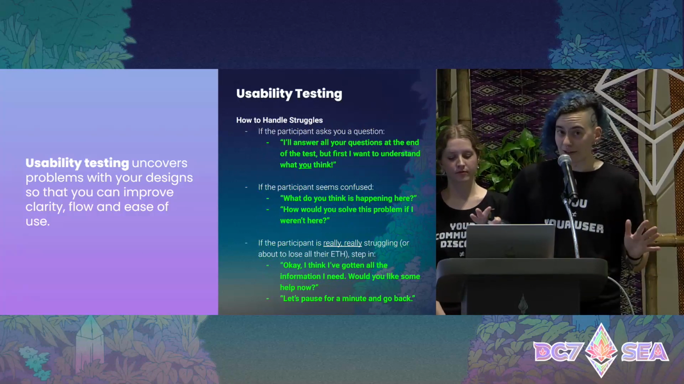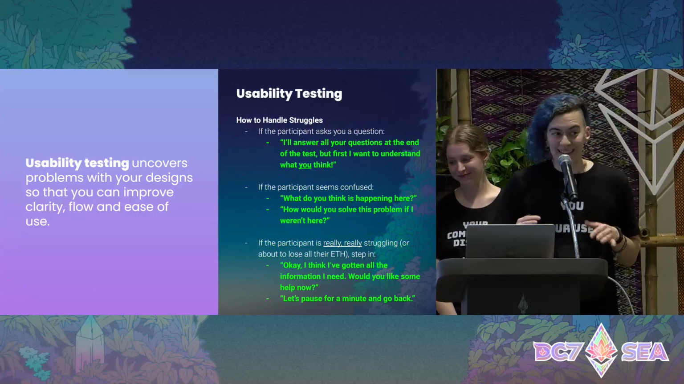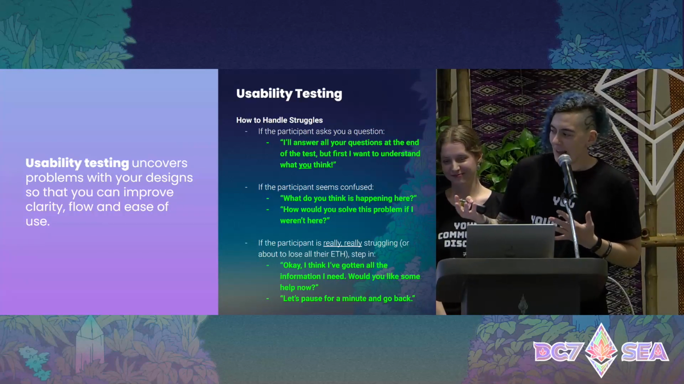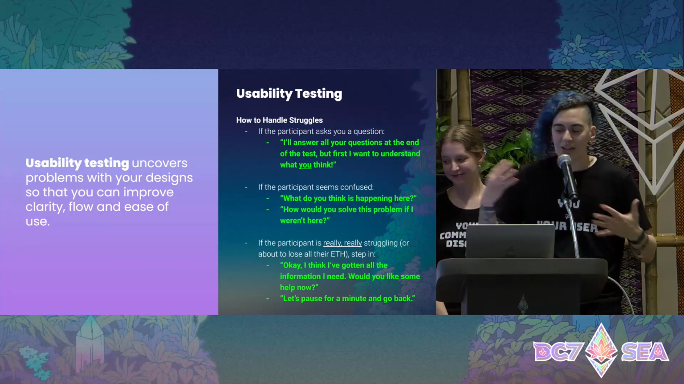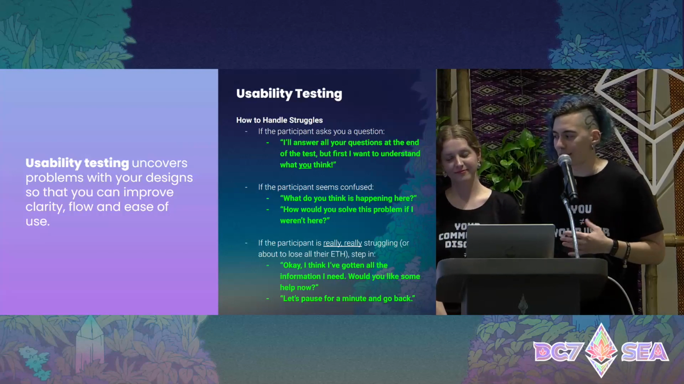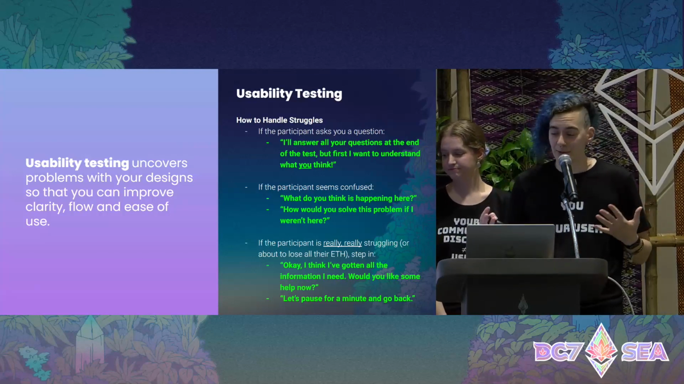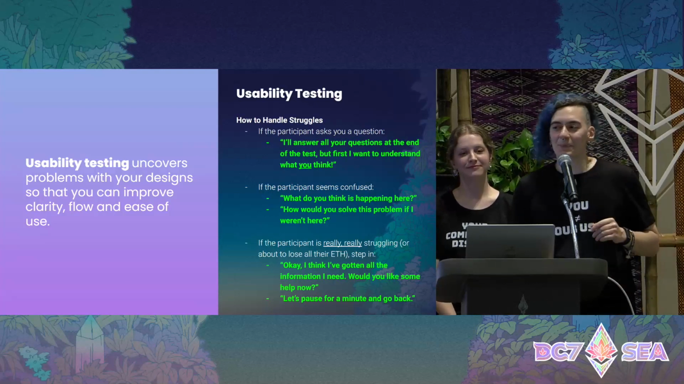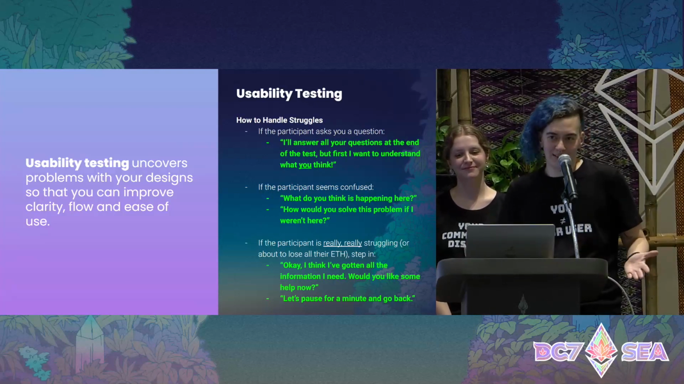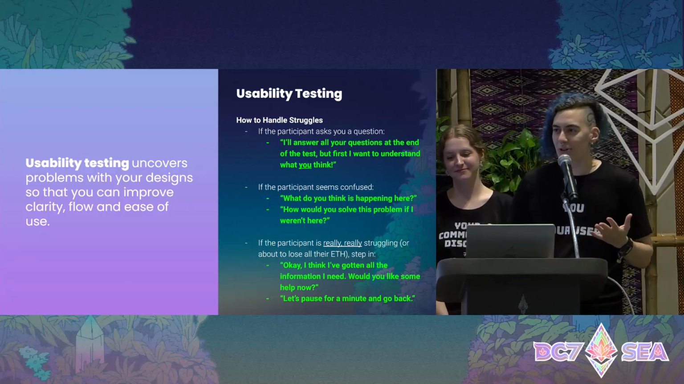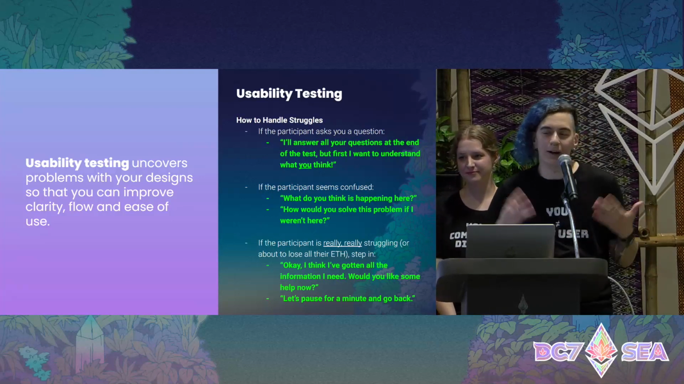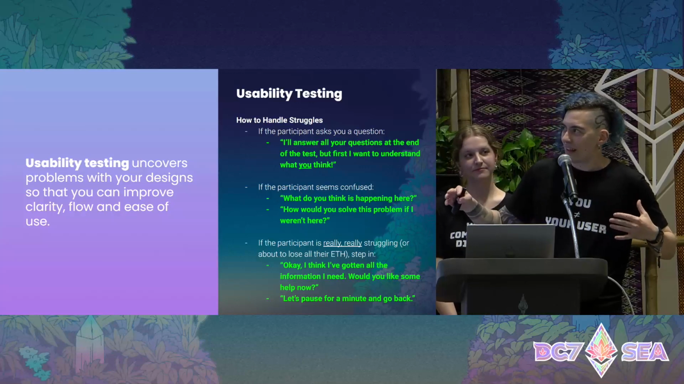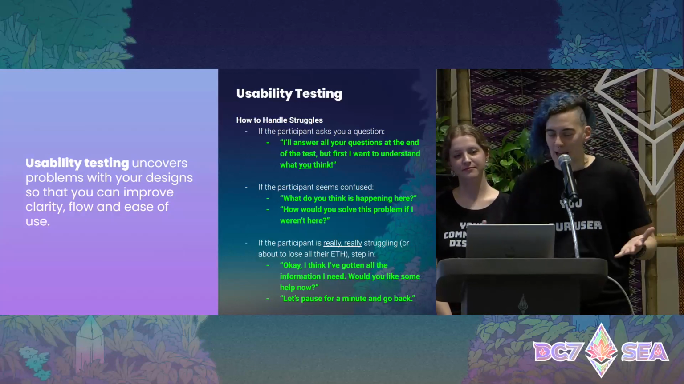There will be struggles in usability testing. That's kind of the name of the game, as I've been telling you. And there are different ways to handle those struggles. So, for example, the participant can ask you a question, but not just like, hey, what's your favorite color? It's like, how do I do this? Or what do you want me to click on? Or where do you want me to navigate to? Or if I do XYZ, what will happen?